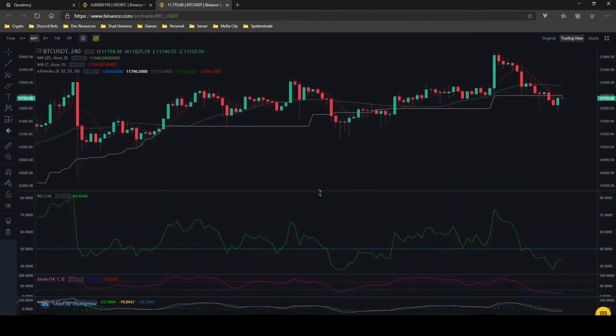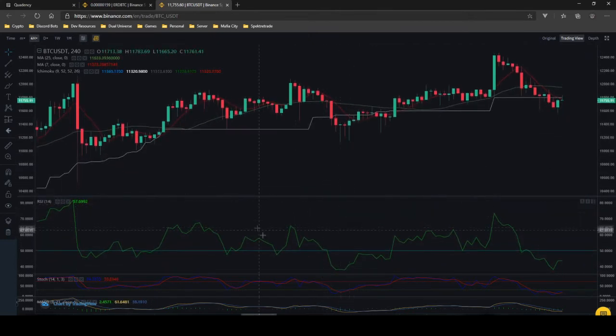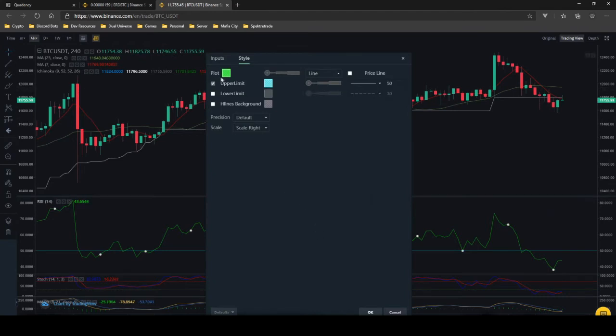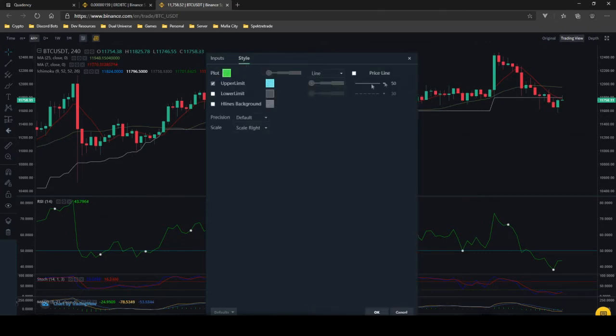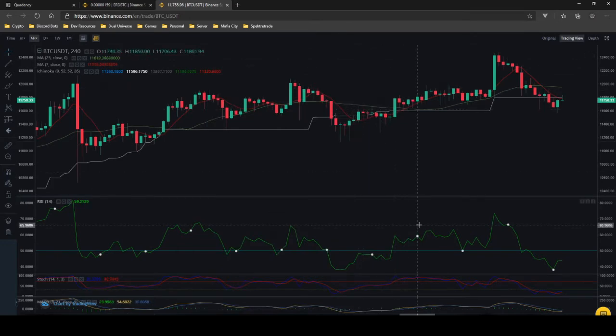So here comes the RSI. Now the RSI normally has 70 and 30 to show overbought, oversold. And that's where people go wrong. The RSI is just a trend line indicator. That's how you want to see it. So bearing that in mind, it's got 70 and 30 on an upper and lower limit. In the inputs, I've got it on 14, but just change the price line to 50 on the upper limit, and turn all the others off. Don't need to worry about it.